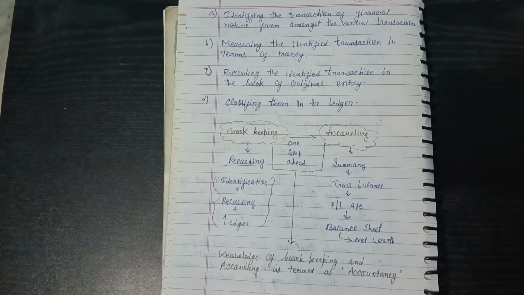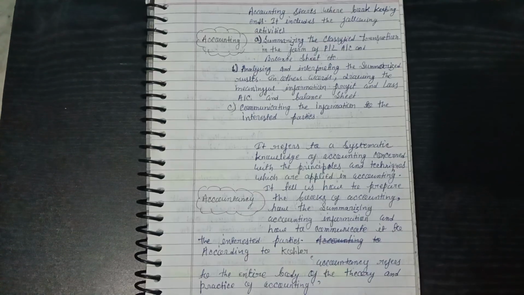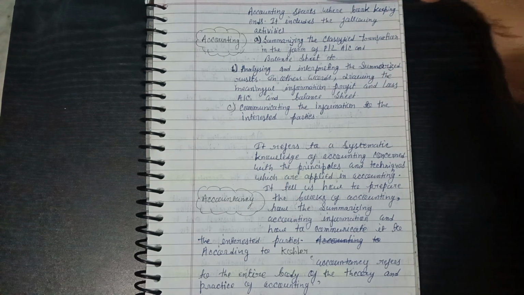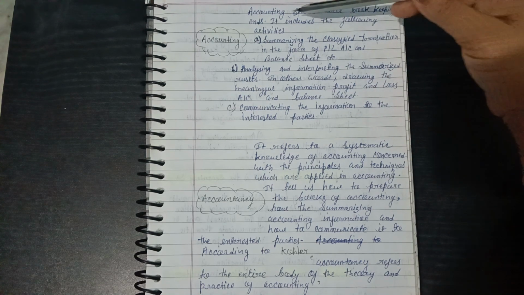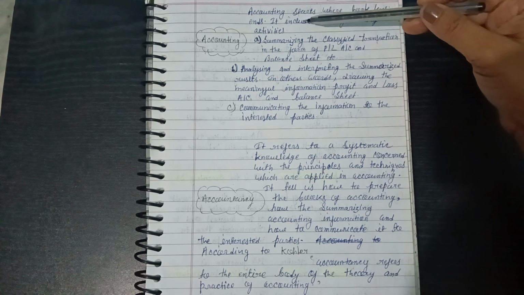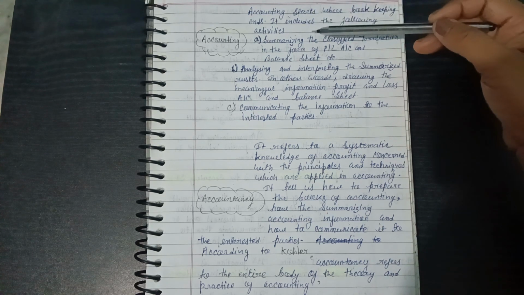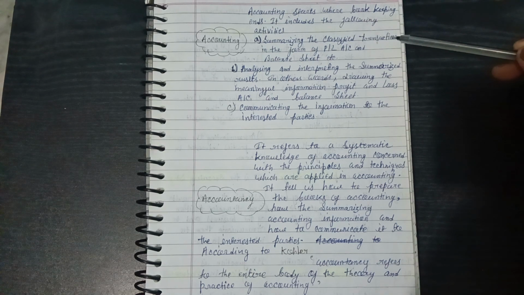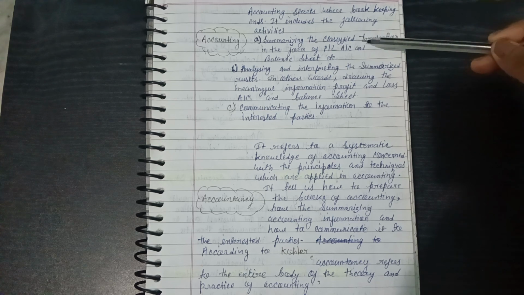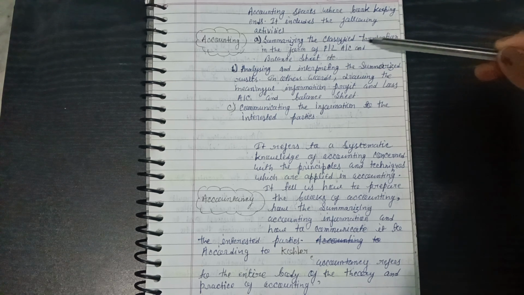So this is our last topic for today. So what is accounting? Accounting starts where bookkeeping ends. It includes the following activities. First thing, that is summarizing the classified transactions in the form of profit and loss account and balance sheet, etc.